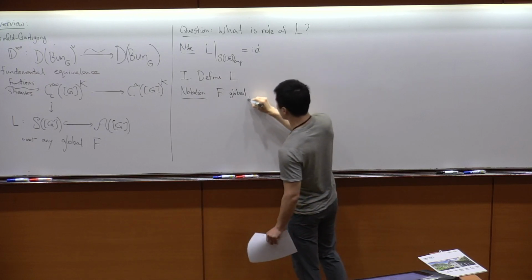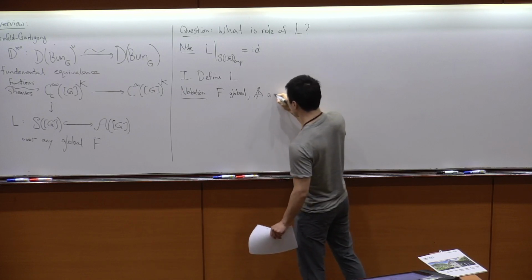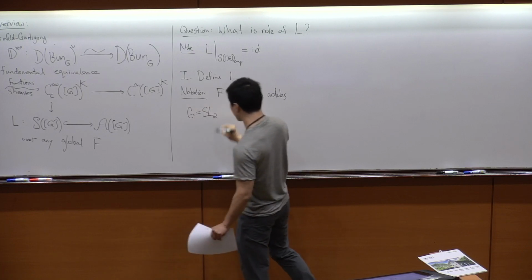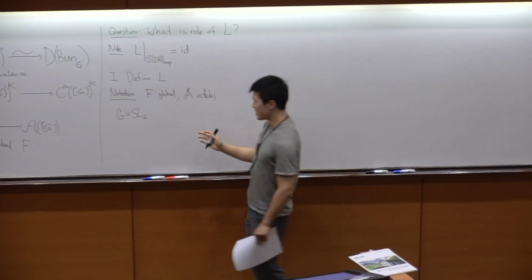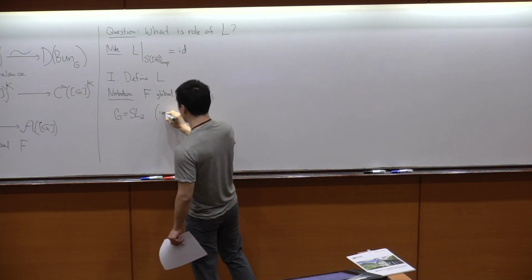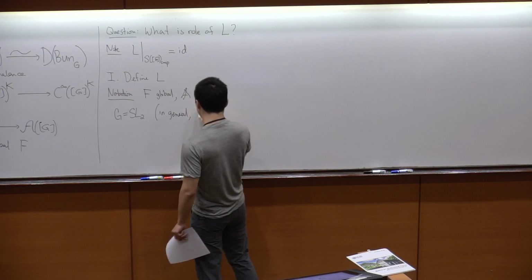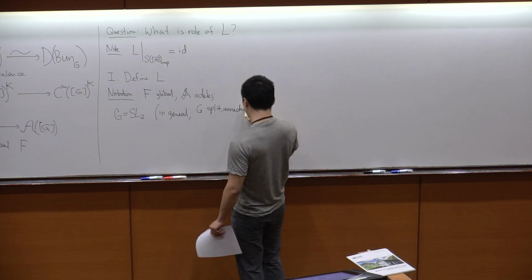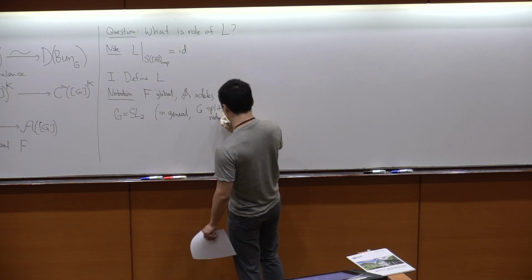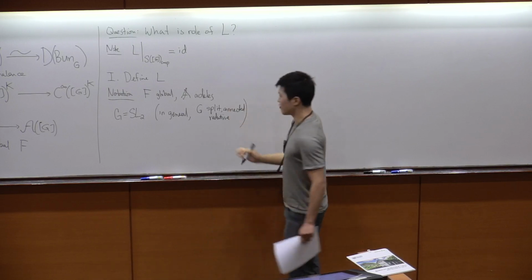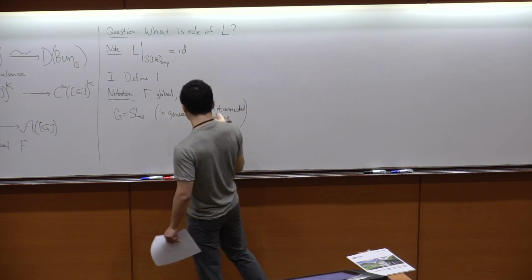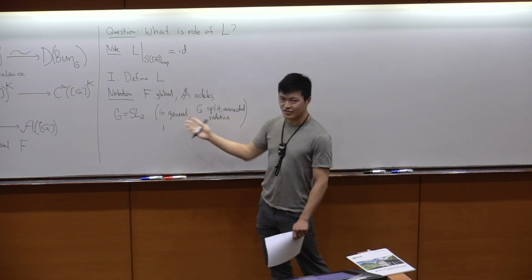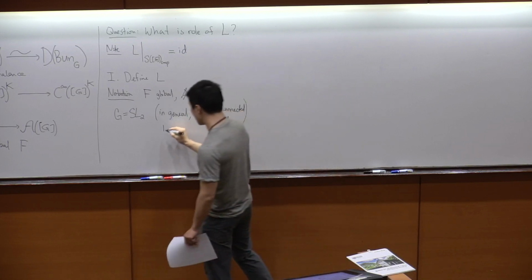F will be a global field, and A denotes the adeles. For the purposes of this talk, G is just going to be SL2. In general, G is split connected reductive. But there is the caveat that there is some analytic result for general G that I haven't checked in the number field case.